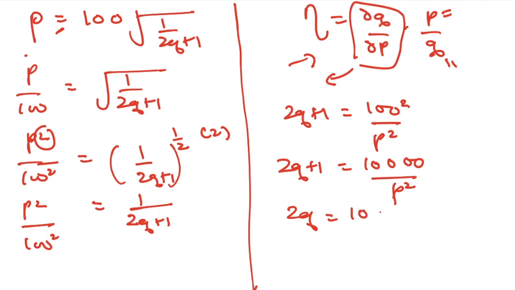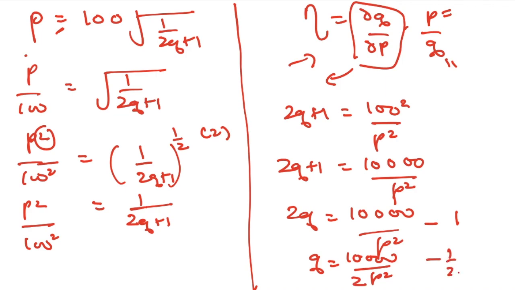2Q is equivalent to 10,000 over P square minus 1. So Q is equivalent to 10,000 over P square minus 1, all over 2. Get me? So when you simplify it further, you get something like this: Q equivalent to 5,000 over P square minus 1. That's it. Once you have this, then you can differentiate Q with respect to P.